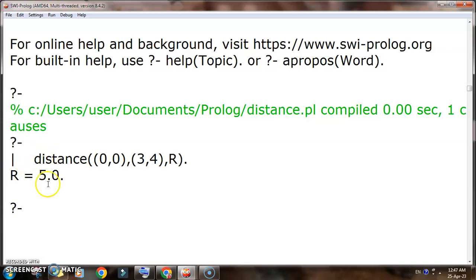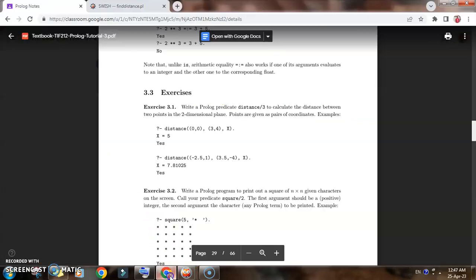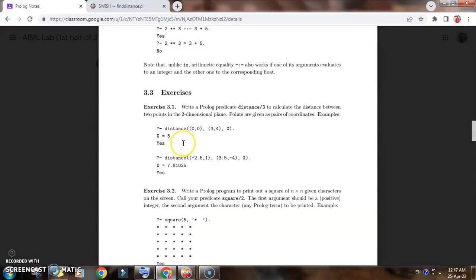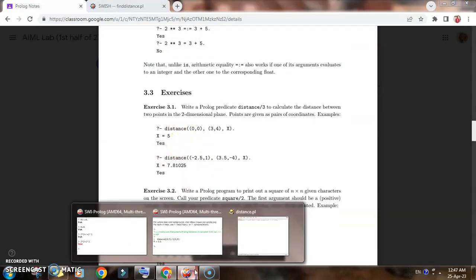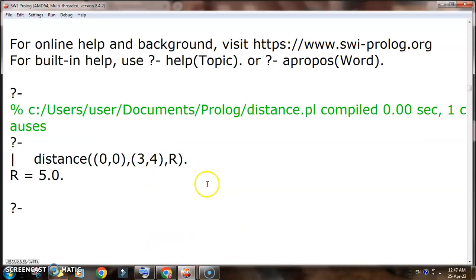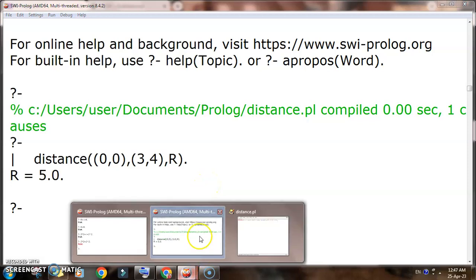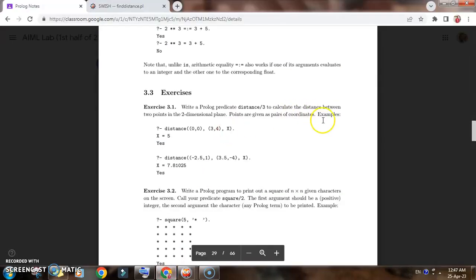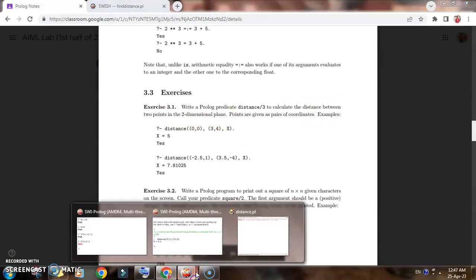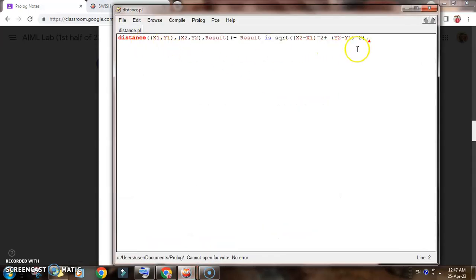So I got the result 5, and this is exactly what they have mentioned in the exercise. So my formula is correct, and whatever I have written is correct. So now I have shown you how we can calculate the distance between the 2 points in a 2-dimensional plane, and how to write a rule for that. I have also shown you how to write a predicate for that.